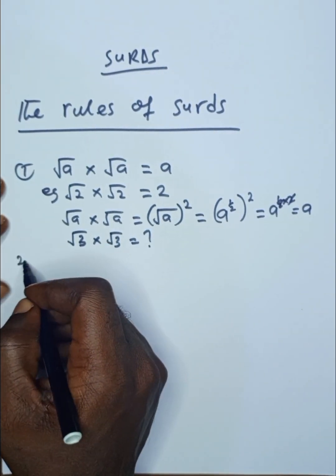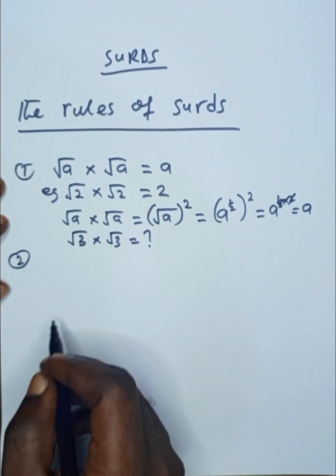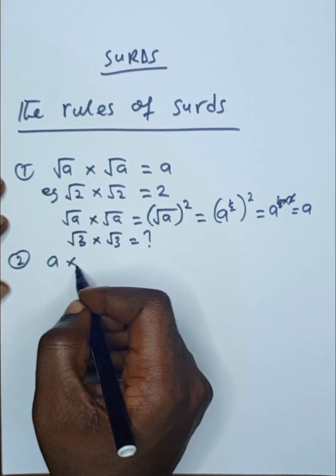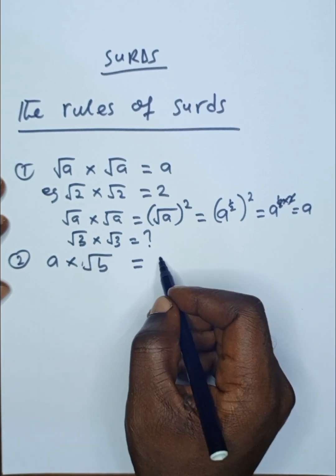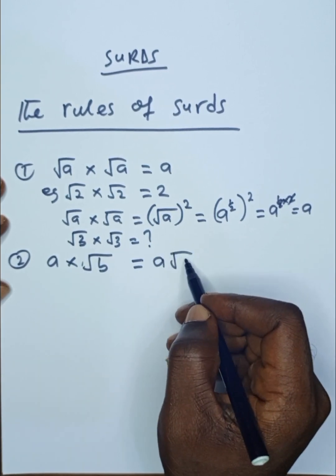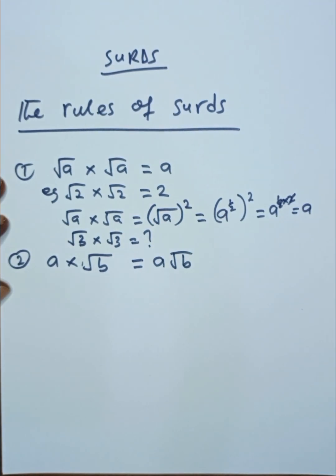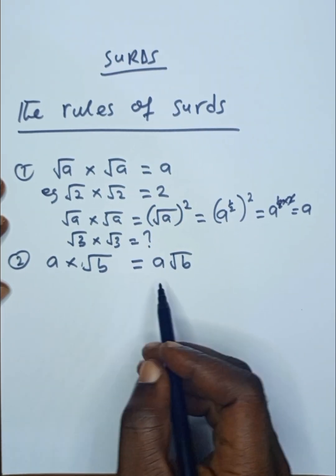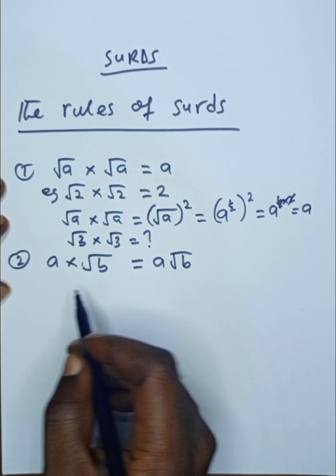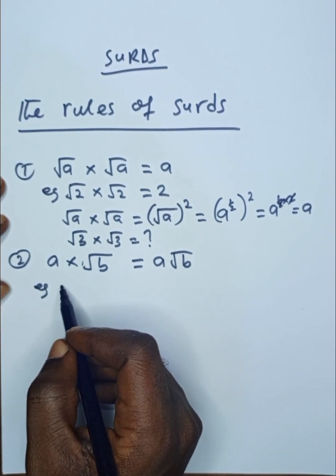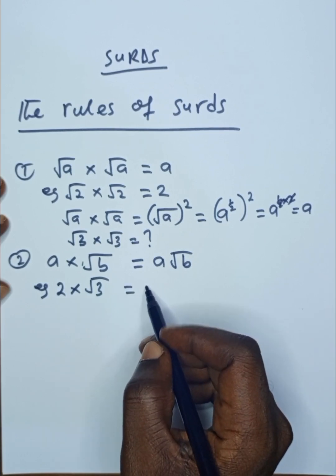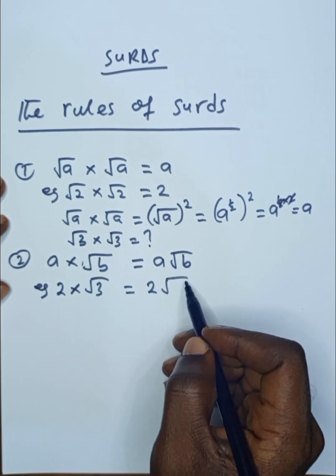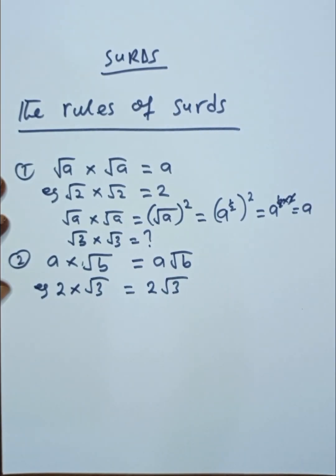Now, the second rule that I'll talk about is that if we have a times square root of b, we multiply the a by the 1 to give a root b. Okay, so we multiply this by that to get the a root b. Example, when we have 2 times square root of 3, it is simply 2 root 3. Okay, please, I hope you have gotten that.